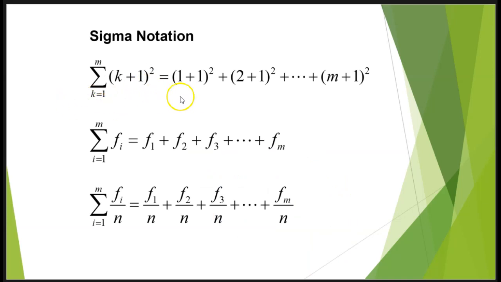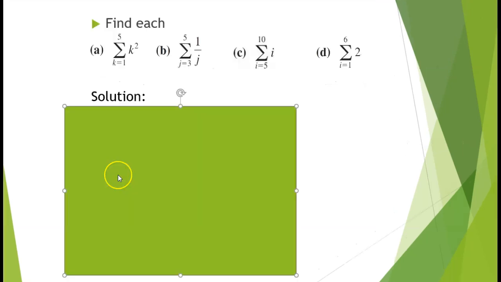So let's take a look at some here. If you look at this top problem here, the way we read this would be the sum of the quantity k plus 1 squared from k equals 1 to k equals m. The next one is the sum of f sub i from i equals 1 to i equals m. And then this last one is the sum of f sub i divided by n from i equals 1 to i equals m. So now let's take a look at some example problems.